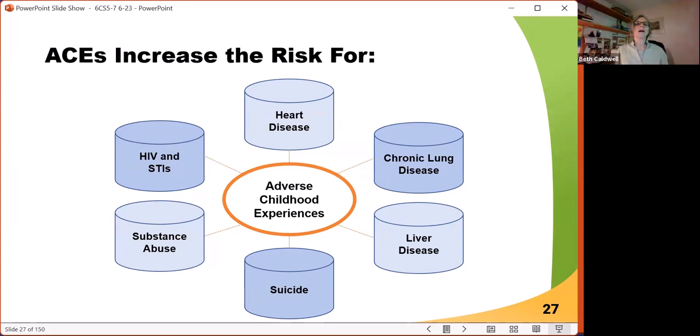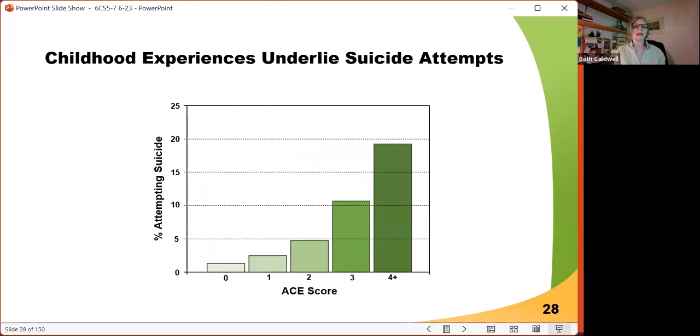And if you ever have some time, Google it, look at some of the data that is still being mined, still being updated. So here are just some of these slides that we picked out for you to look at. So this is the number of risk scores they have. So it could be physical abuse, sexual abuse, divorce, poverty. But if you have 4 or more, your likelihood of attempting suicide, look how high it goes up for those who have 4 or more risk scores versus 0.